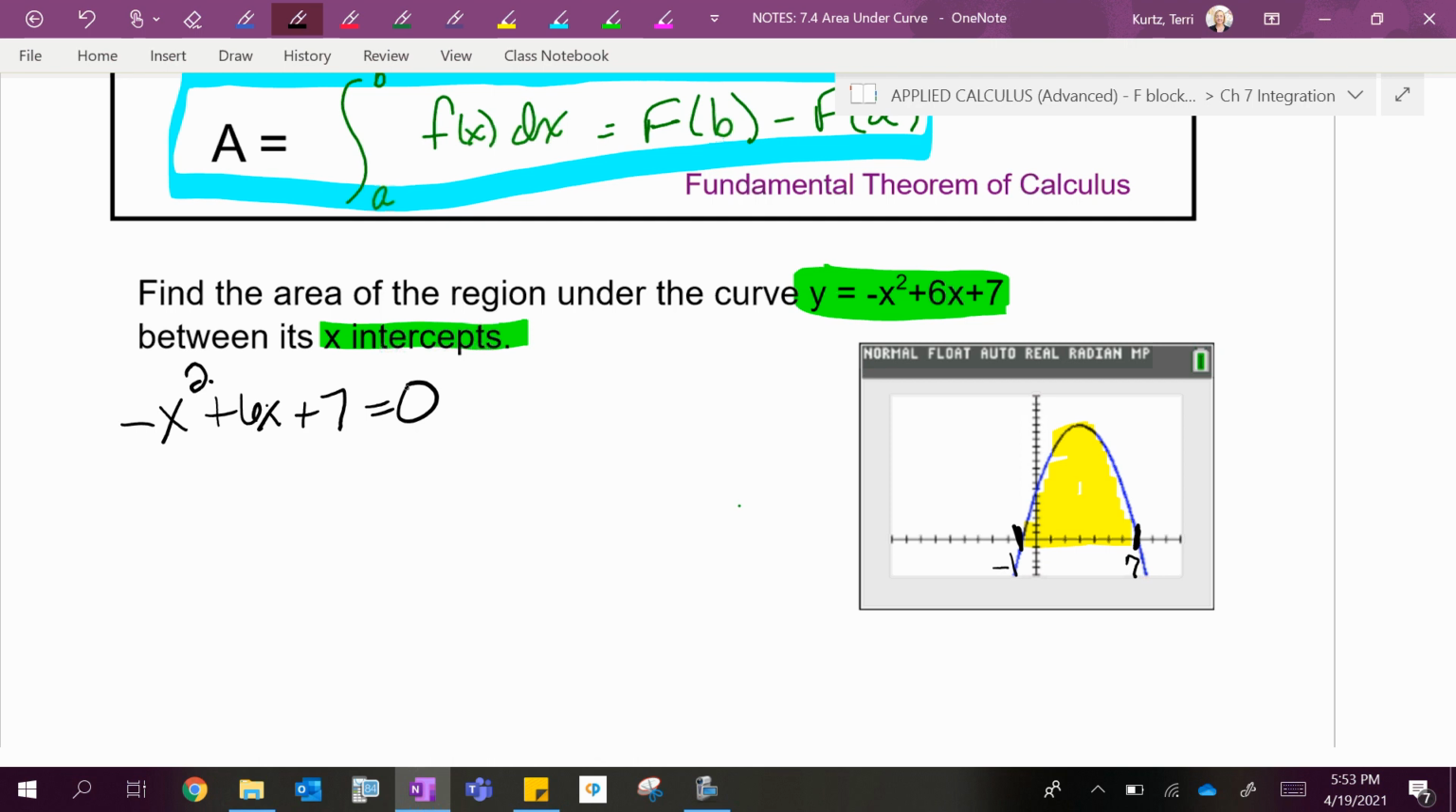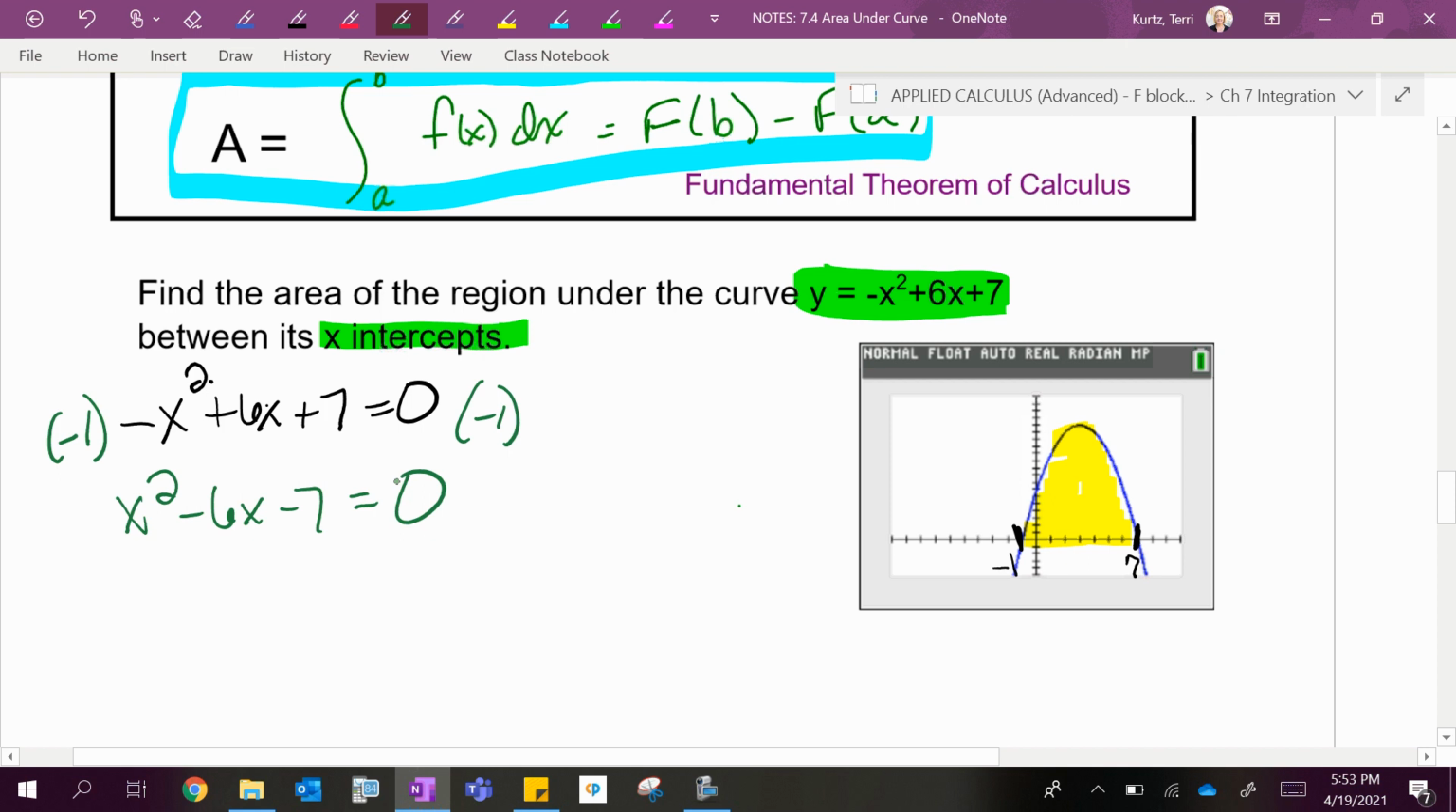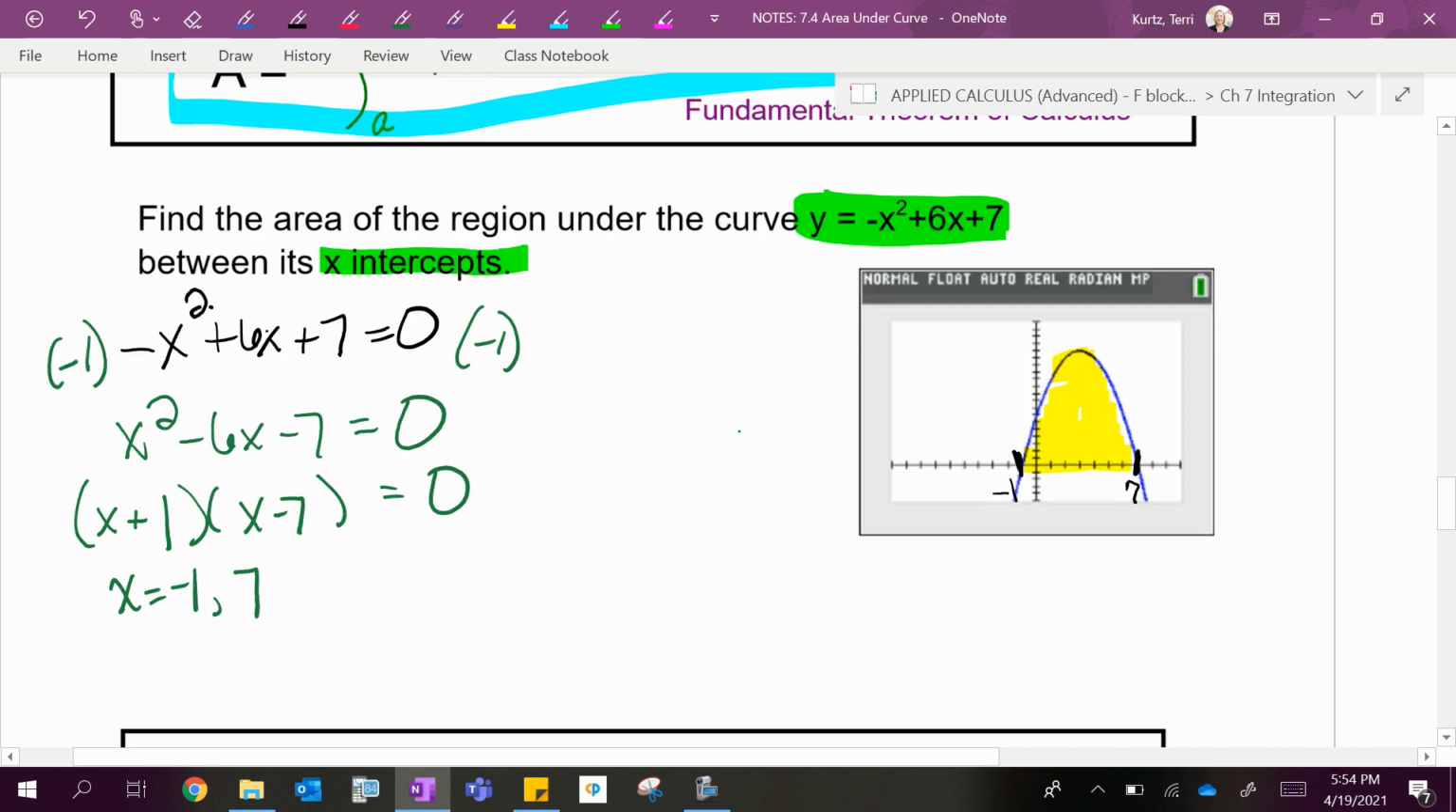So what I'm going to do first, I don't like factoring with a leading negative. So I'm going to multiply the whole thing by -1 and get x squared minus 6x minus 7. And now I'm going to factor: what multiplies to -7 and adds to -6 would be +1 and -7. And then when we solve that, we get -1 and 7. So here I've just used algebra to verify what my graph told me.